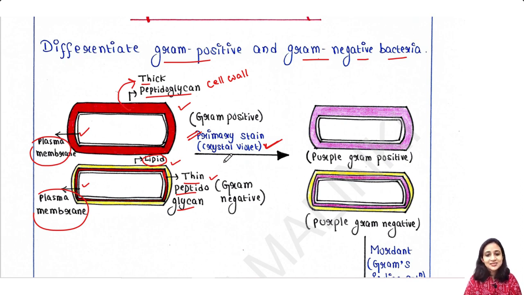So we have applied the crystal violet stain, and you can see that it will color the peptidoglycan layer. So this cell looks purple, and this gram negative is also looking purple. Both cells are stained by the crystal violet. If at this stage you look at these cells under the microscope, you will not get any difference. All cells are looking purple.